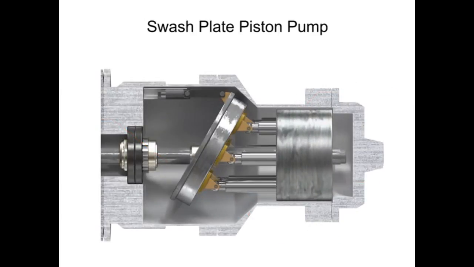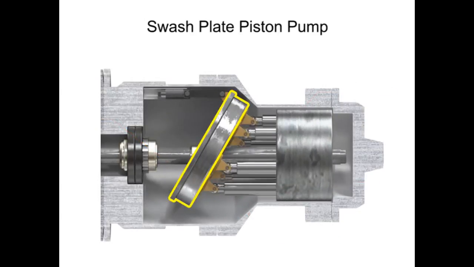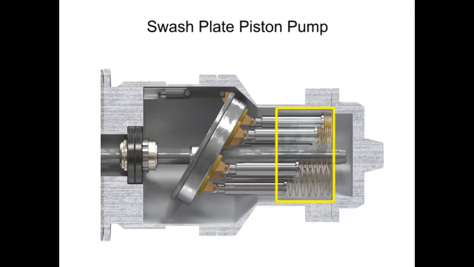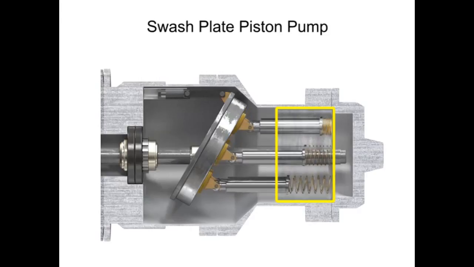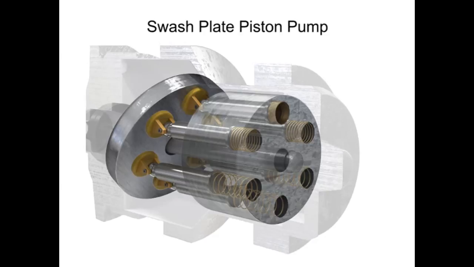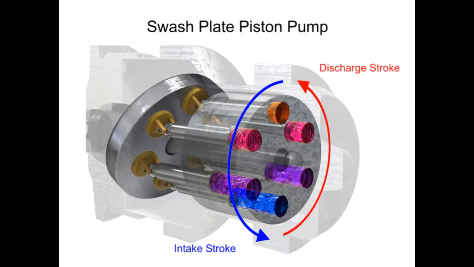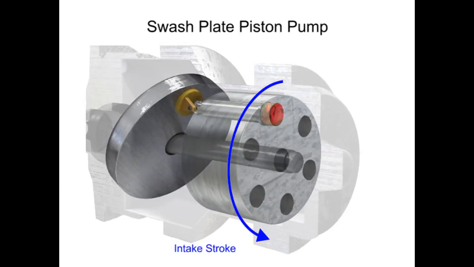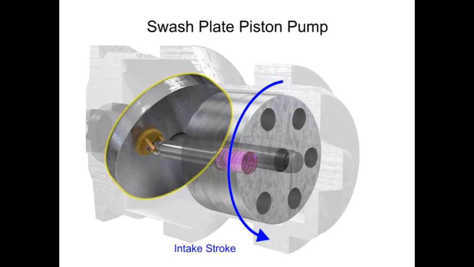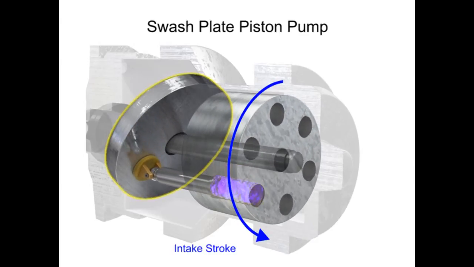As the shaft rotates, the pistons move against the swash plate, causing them to reciprocate within the piston block. The pistons create a vacuum that forces fluid in during half a revolution and expels fluid during the other half. On the intake stroke, a spring ensures the pistons pull back and maintain contact with the swash plate, causing fluid to fill the empty cavity left behind.